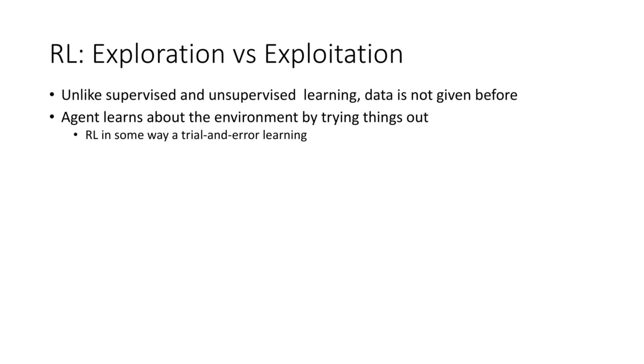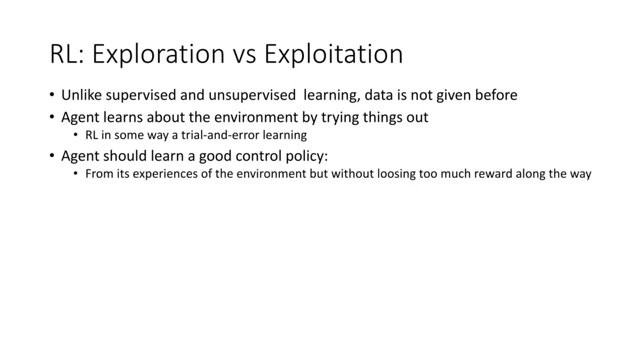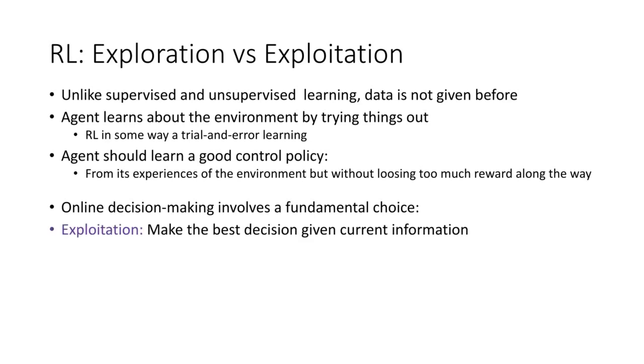So you can think of RL in some way as trial and error learning, but not a random trial and error, rather a highly intelligent, carefully designed trial and error learning. The goal is to come up with a good control policy from its experience of the environment, but without losing too much reward along the way. So this is actually online decision making. At any given time, the control agent has to take a decision.